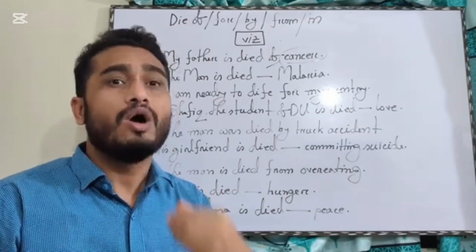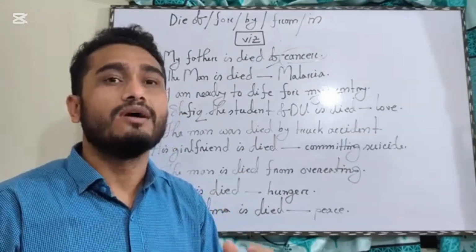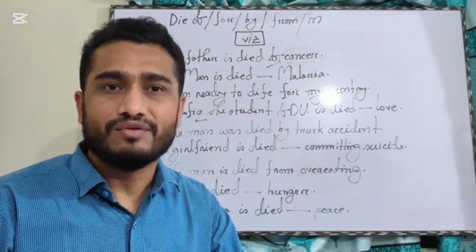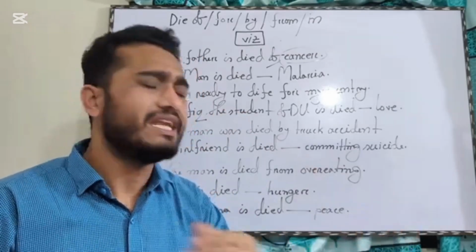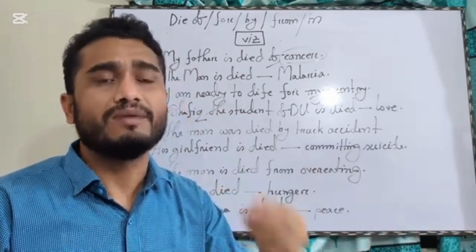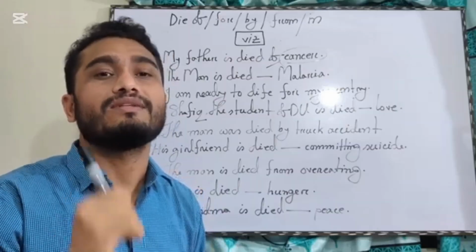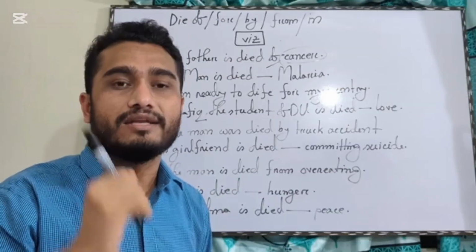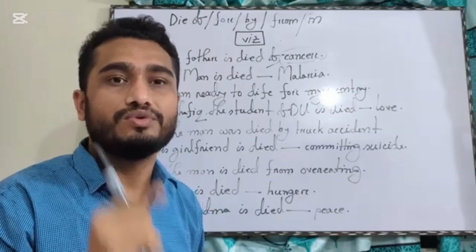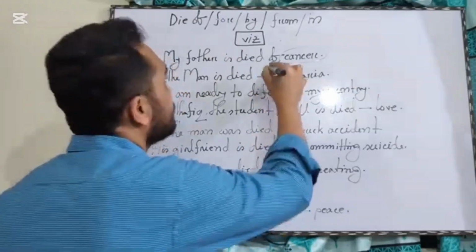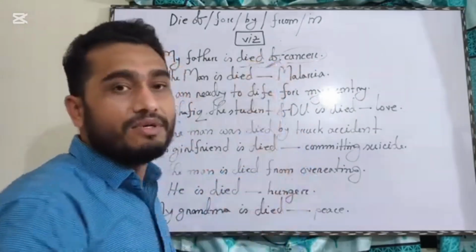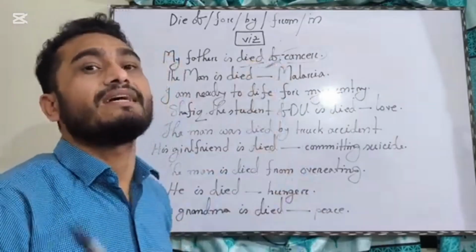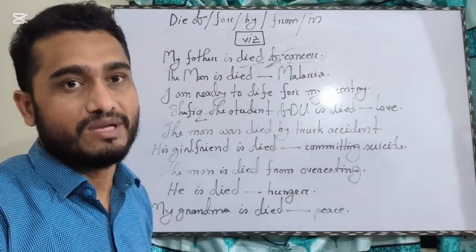So you have to remember, when a person or anyone will die because of any kind of disease, it can be any disease, fever or any kind of disease, then of course you have to use the preposition of with die. And if you do this, I can tell you with 100% surety, your answer will be correct. So we have used the preposition of with the word die because my father died because of cancer, and cancer is a disease. And I hope you have understood my point.